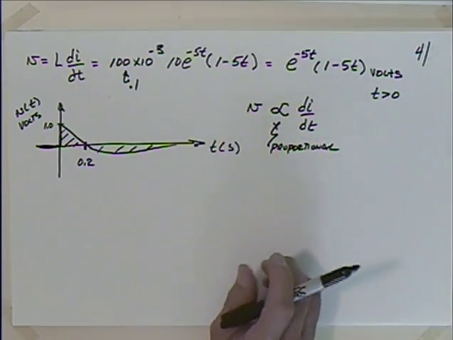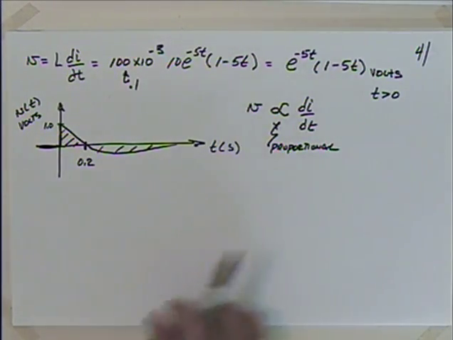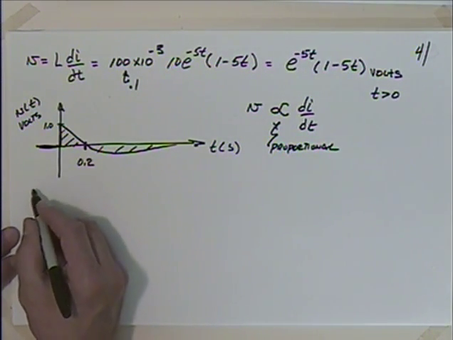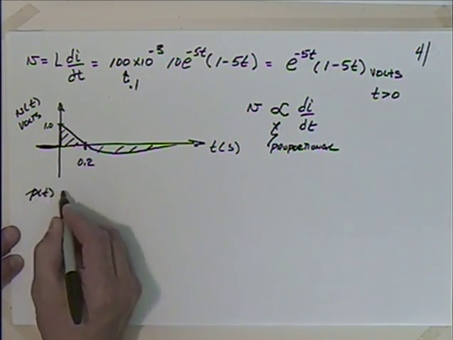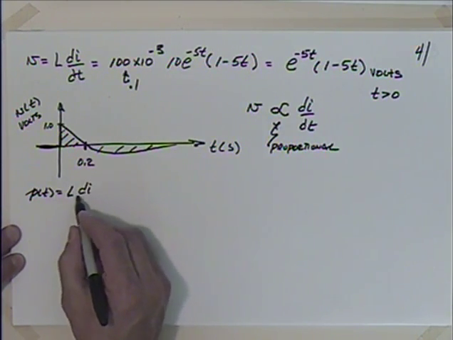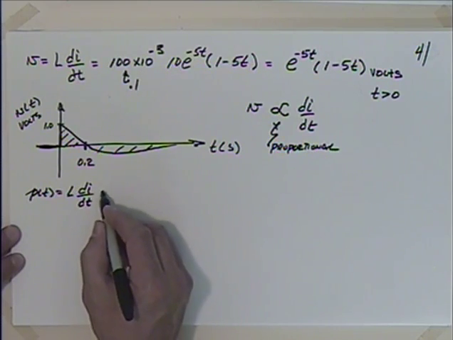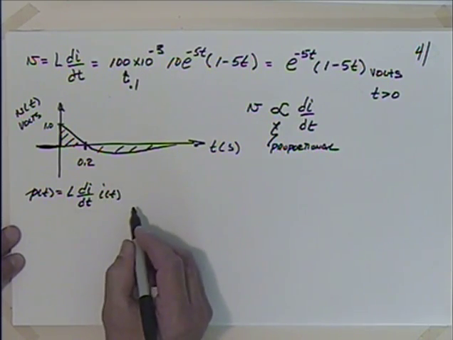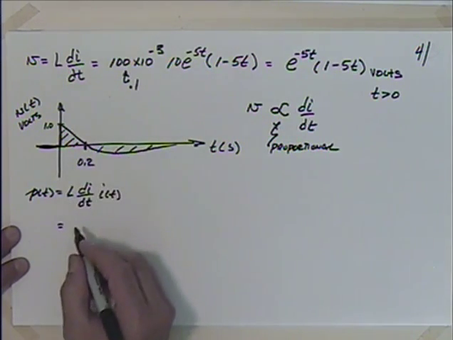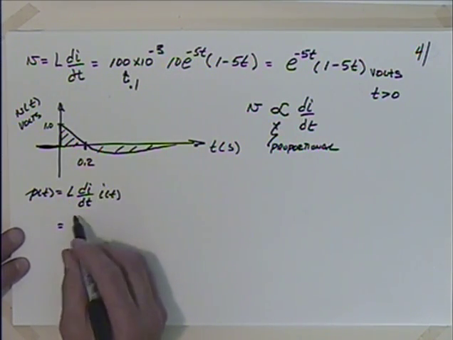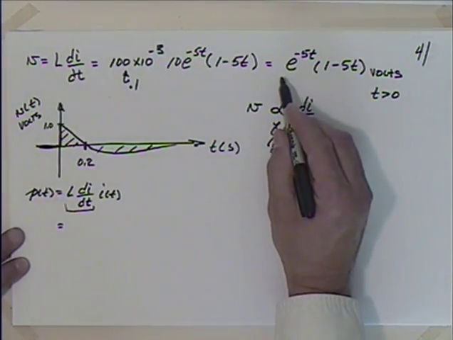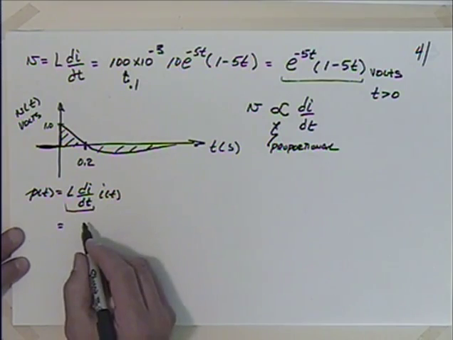So I just wanted to look at a couple of those things. Well, let's continue on with power then. And we could say that power is equal to, what do we have? L times di/dt times i, or i of t. So we can say that this is what? 0.1. Or actually, I've got di/dt already, don't I? I could just say it was this thing, couldn't I? So let me do that.